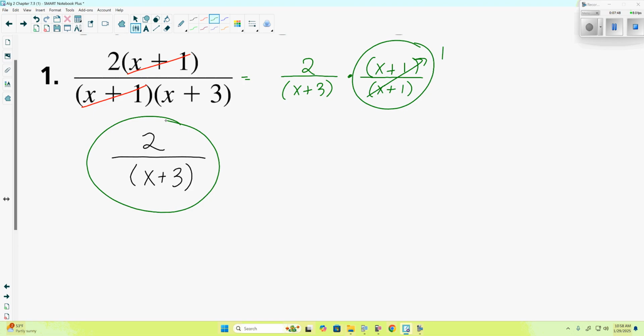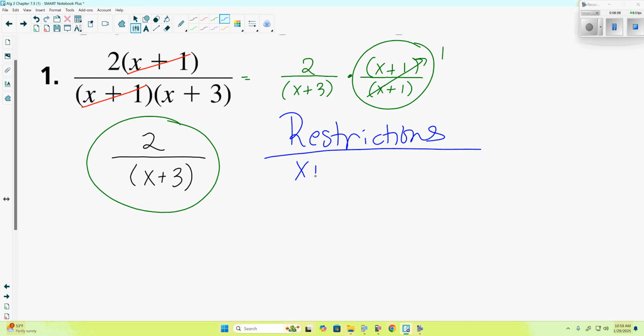Questions on how we got to that there? Our restrictions are what x cannot be. And again, there were 2 things that started off in the bottom of the fraction: the x plus 1 and x plus 3. And again, neither one of these can be 0. Whatever's in the bottom of the fraction cannot be 0.